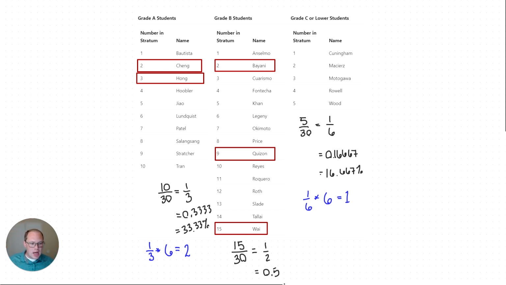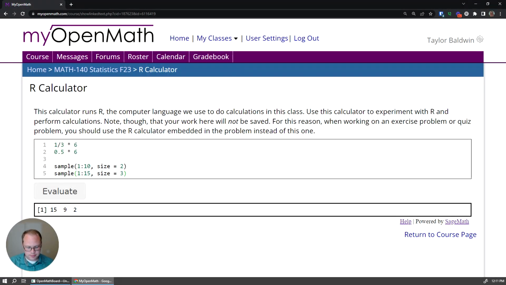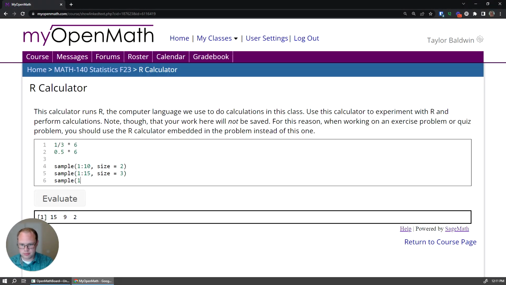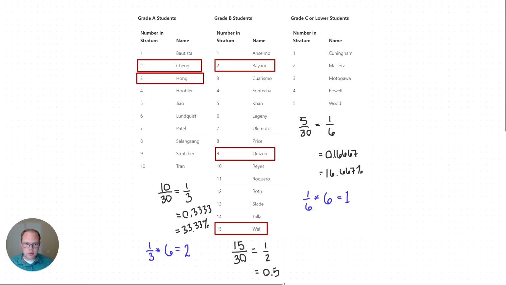So for this, I just want to choose one student. And my students are numbered from 1 to 5. I only have 5 students. So I use my sample function once again. And I'm only choosing one student from this group. Evaluate, and I chose student 4. Student 4 in this group is Raoul. And so that's the last student.